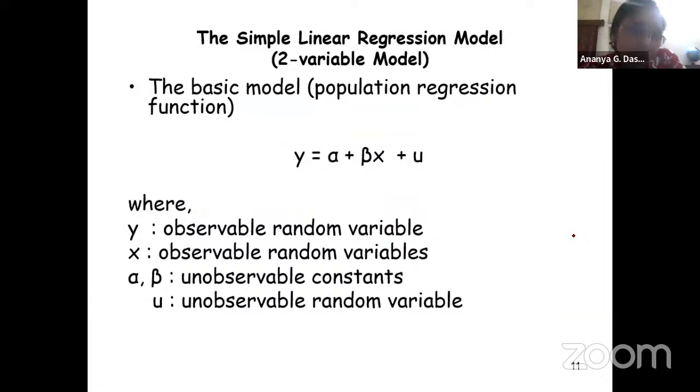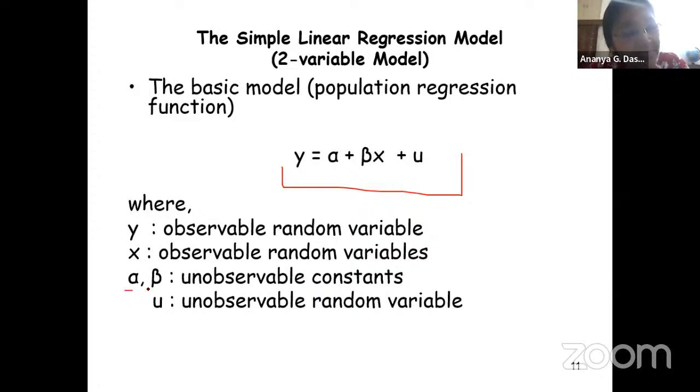Now, when we are using the two-variable linear regression model, what is it that we are doing? We are actually writing an equation of the following kind. Y, which is our dependent variable, is equal to alpha plus beta x plus u. Okay, so what are these creatures? Y is an observable random variable. X is also an observable random variable. You just saw so many examples of Y and X that I just discussed.